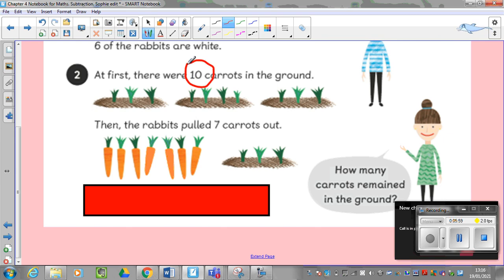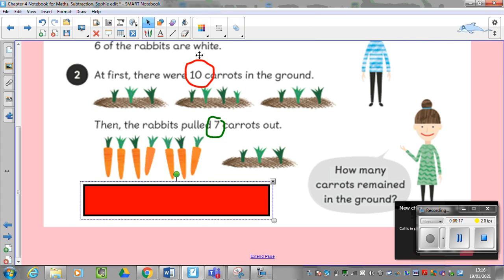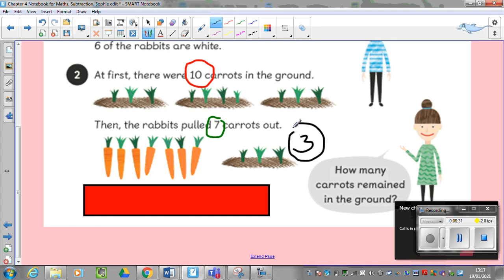10 carrots in the ground. So that's 10 carrots in total. And then 7 got pulled out by those rabbits. How many carrots remained in the ground? Now you can see them here, can't you? Now let's make this into a number sentence. We've got 10 as our whole, 7 as a part, and how many here making our other part? It's made 3 is our part.